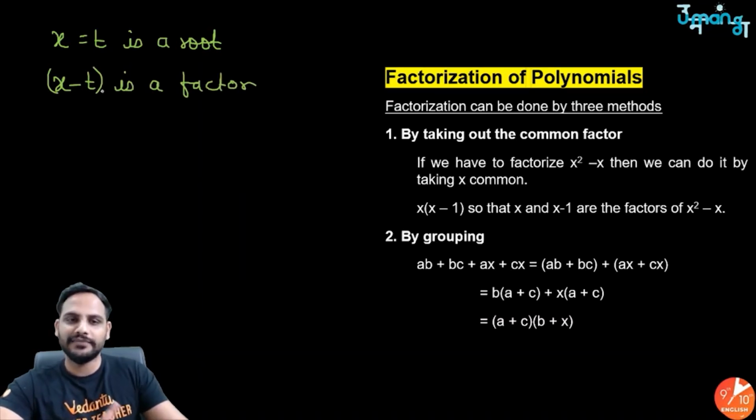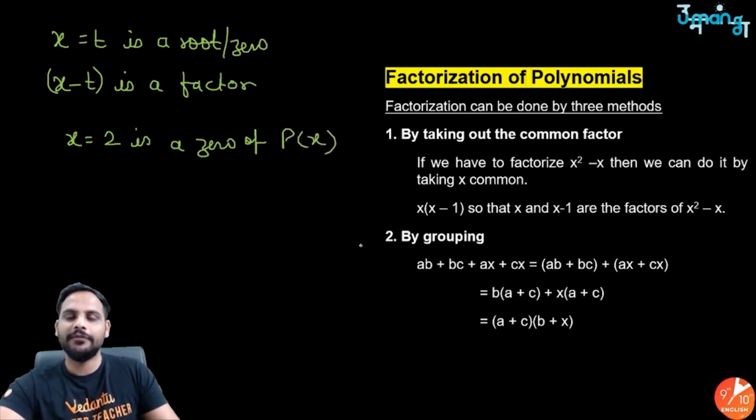Okay, and if x minus t is a factor, make it equal to 0. X is equal to t will be a root. For example, suppose if x is equal to 2 is a 0 or root of a polynomial, it is the same thing. If 2 is a 0 of polynomial p(x), then what will be the factor? Shift 2 over there. X minus 2 is a factor.